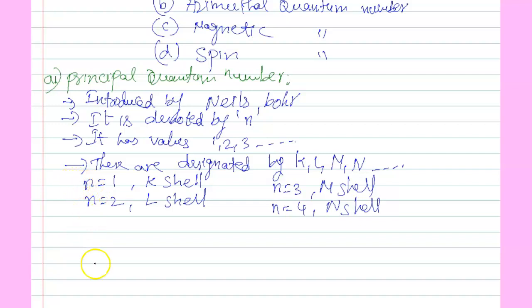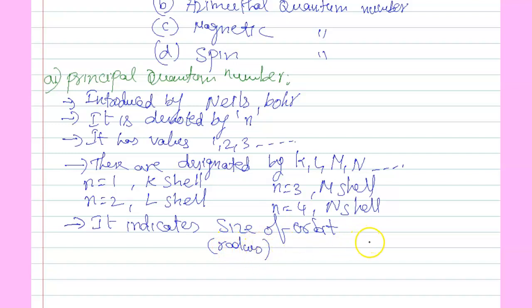And next point is it indicates the size of the orbit. So n value increases, size increases. Here size is nothing but radius. So n value increases, radius also increases. So what is the radius formula? r equal to n square h square by 4 pi square m z e square.